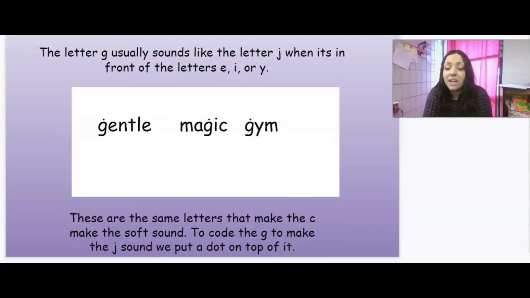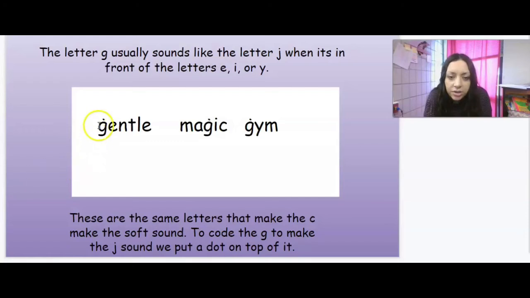That's right. We make a soft C when it's in front of an E, I, or Y. So to make a soft G, it usually sounds like the letter J when it's in front of E, I, and Y too. So if you can remember soft C, you can remember soft G too. These are the same letters that make the C have the soft sound. To code the G to make the J sound, we're just going to put a dot on top of it.